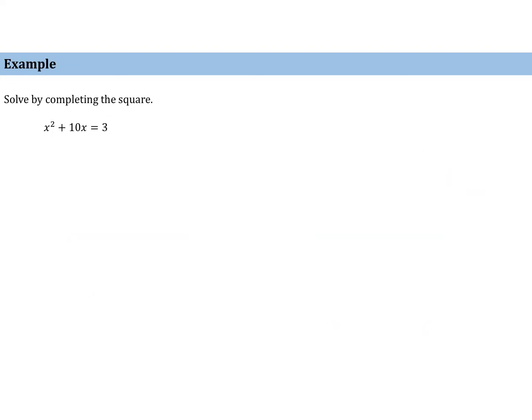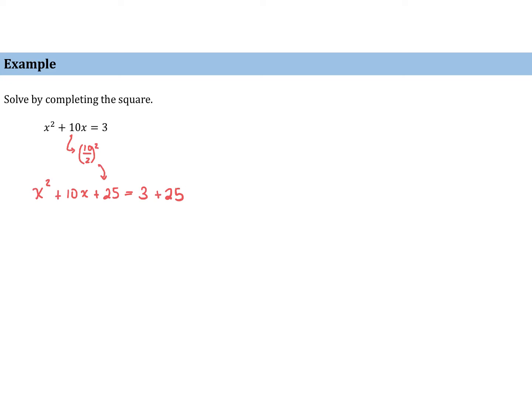So how does that help us solve an equation? So we have x squared plus 10x equals 3. We're going to solve that by completing the square. So we've already seen that we're going to take the 10, we're going to divide that by 2, and we're going to square it. And that's what we're going to add to both sides. So we have x squared plus 10x, and we've said we're going to add 25. But we can't just add 25 to the left-hand side. We have to balance it and add 25 to the right-hand side.